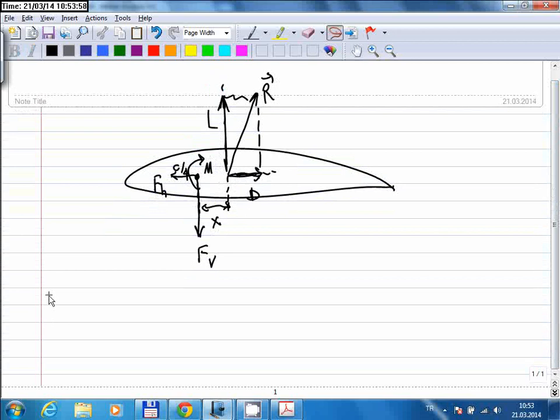So from here, why do we have these forces Fh and Fv at the quarter-chord point? What's the reason for these forces? Okay, so let's say suppose that there is a wing, and I'm holding this wing.